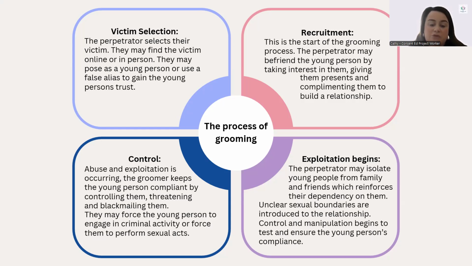And then this is where the control and manipulation begins, to test young persons to ensure compliance. So they get them to do tasks and they see are they compliant with them. Then begins the control. So this is where the abuse and exploitation is occurring. The groomer keeps the young person compliant by controlling them and threatening them and blackmailing them. So this might be where they've sent them sexually explicit content, or they might tell them that I'm going to tell your family or friends what you've been doing. They may force the young person to engage in criminal activity or force them to perform sexual acts.